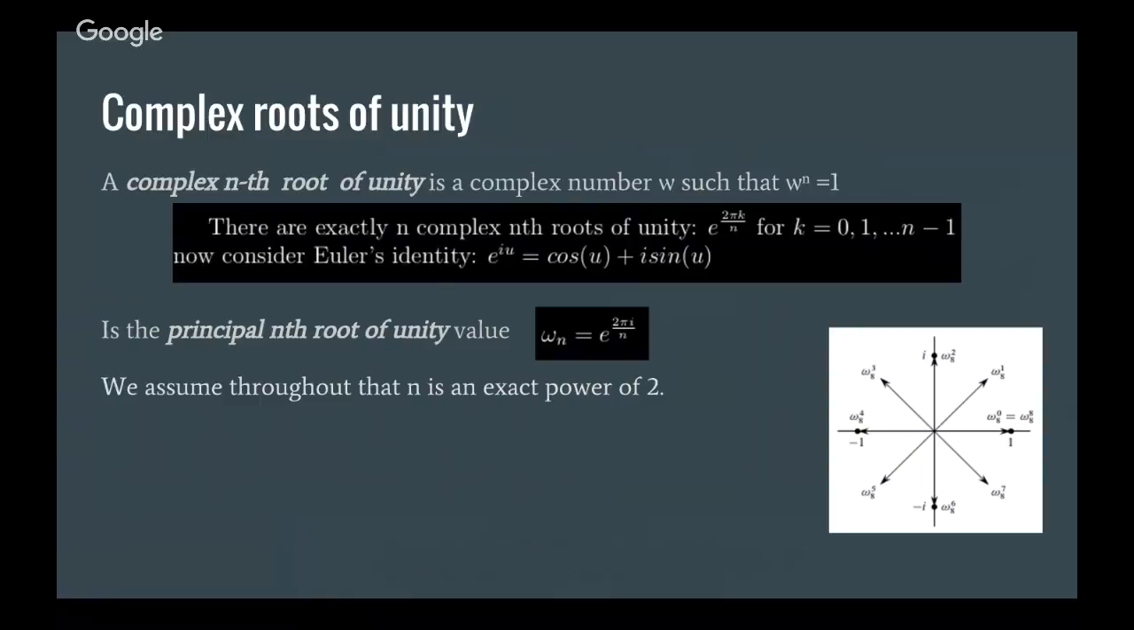And here in the next highlighted box is the principal nth root of unity, and we're just expressing e to the i in terms of using Euler's identity. And here on the bottom right hand side, we have an image that shows us where the complex roots of unity are, and it's along the horizontal axis. And throughout this presentation, we're going to assume that n is an exact power of 2.